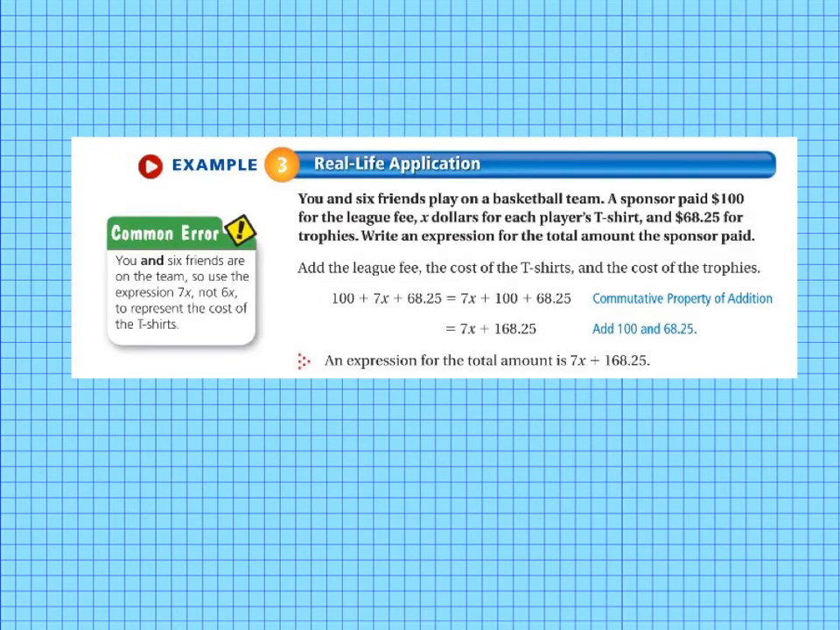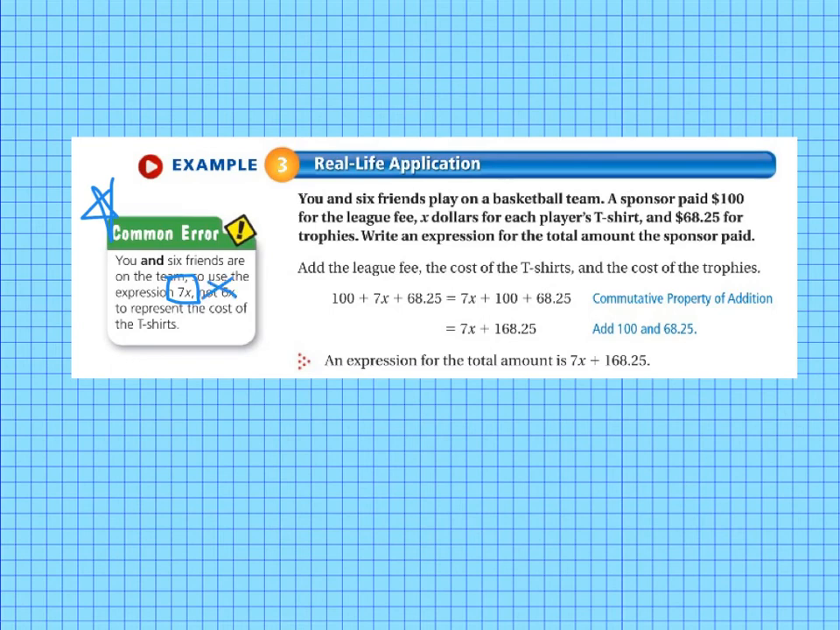Example 3 is our real-life application. Let's read the problem first. It says, you and 6 friends play on a basketball team. A sponsor paid $100 for the league fee, x dollars for each player's t-shirt, and $68.25 for trophies. Write an expression for the total amount the sponsor paid. So let's look over here at this common error. It says you and 6 friends are on the team, so use the expression 7x, not 6x, to represent the total cost of the shirts.